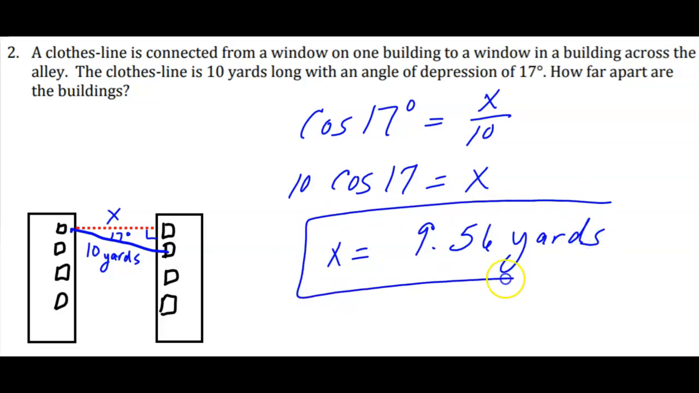Okay, and then I always want to make sure your answers make sense. This makes sense because the clothesline's 10 yards, but it's on a slant, so it's going to actually be longer than the actual width of the alleyway. So your alley is a little bit shorter, 9.56 yards.